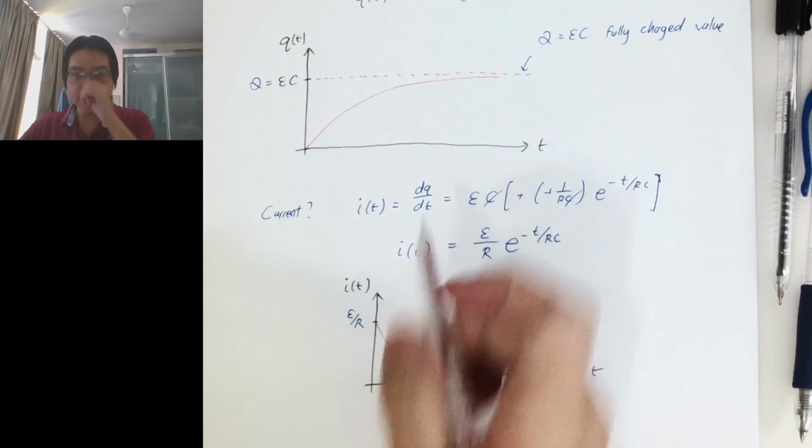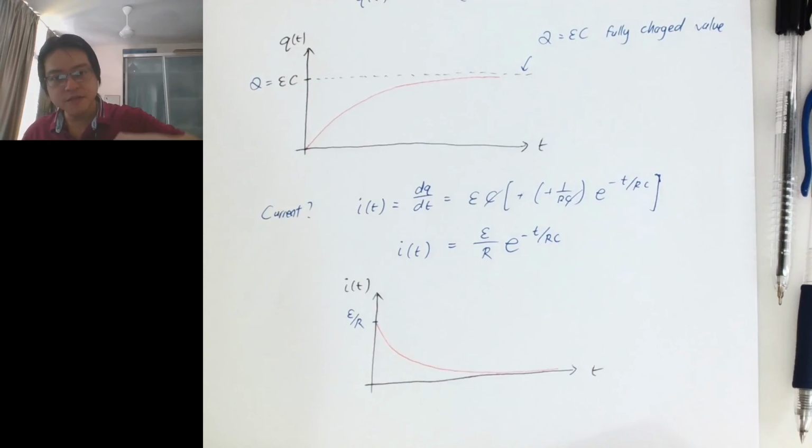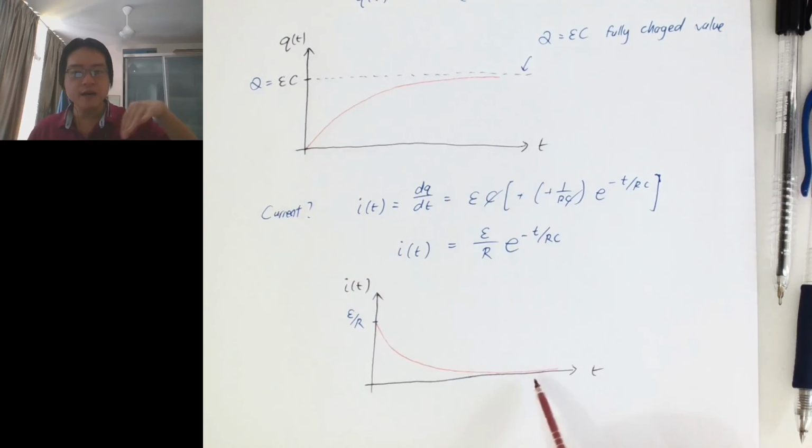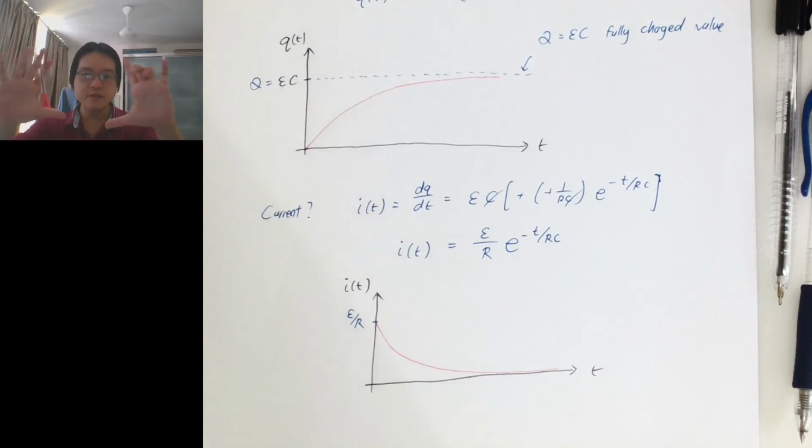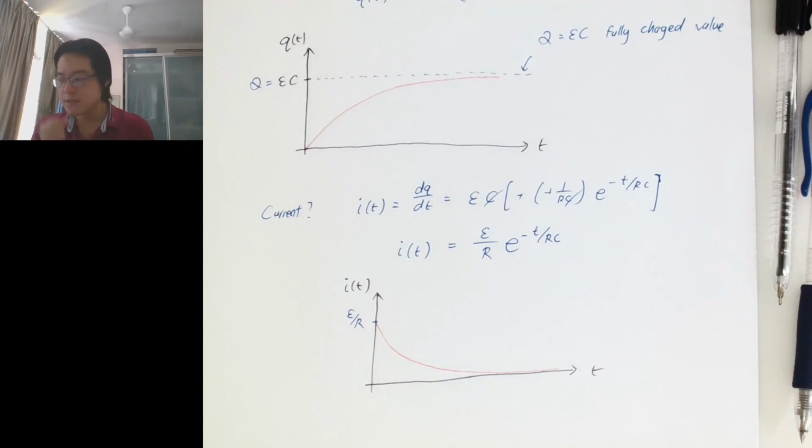So as the charge fills up, the current will reduce. It depends on how much you fill up the capacitor. Once the capacitor is fully charged, the current will become 0, so the current stops flowing. That is what you get when you have a fully charged capacitor. Any questions so far?